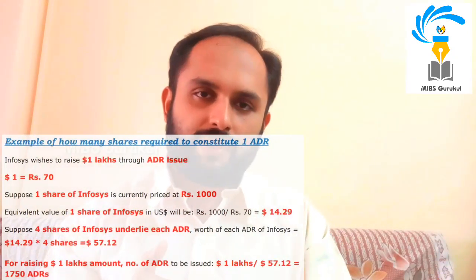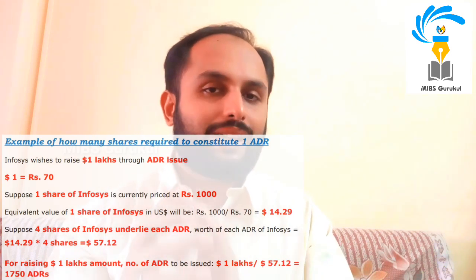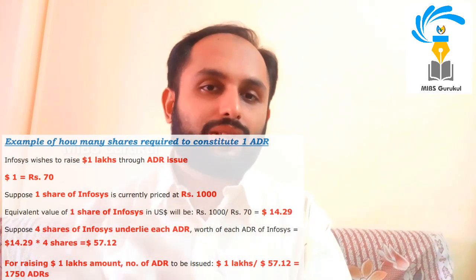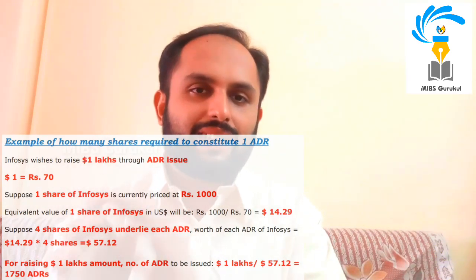Now let's see, one GDR is equal to how many shares? Depending upon a forex rate, one GDR will be equal to 2 or 3 equity share of the company. It is illustrated in a pictorial representation which is projected on the screen.